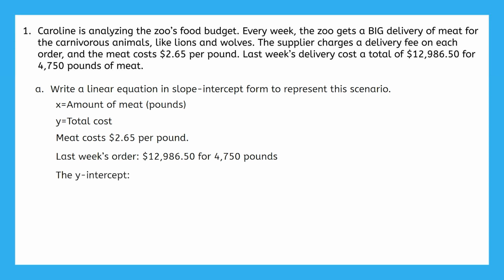Well, the y-intercept would be a one-time thing like a fee, or if we think about when x is 0, it'd be the total cost of the order if Caroline ordered 0 pounds of meat. Okay, I know that sounds a little silly, but imagine it for a second. If she wasn't paying for any meat, what's the only thing she'd be paying for? The delivery fee, which is also just a one-time fee for the whole order. So it makes sense that that would be our y-intercept.